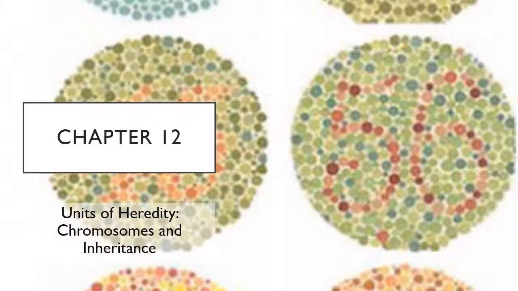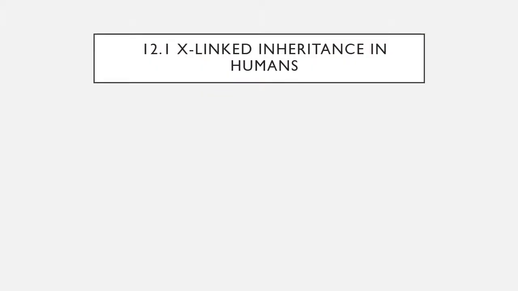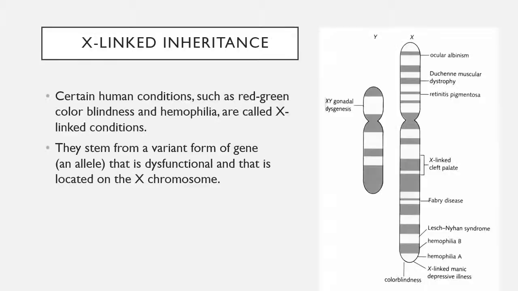Welcome back to Chapter 12. This week we are talking about units of heredity, chromosomes, and inheritance. Our first topic for Chapter 12, Section 1, is X-linked inheritance in humans.